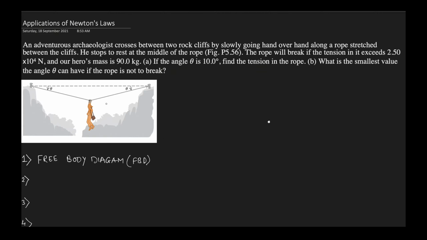So what are the forces working here? You can see that the man has a mass, so mg has to work in the downward direction, and the rope has tension. So this is tension T. I do not know whether the tension in this part and this part are equal, so I will call them T1 and T2. Okay, so that's our free body diagram.